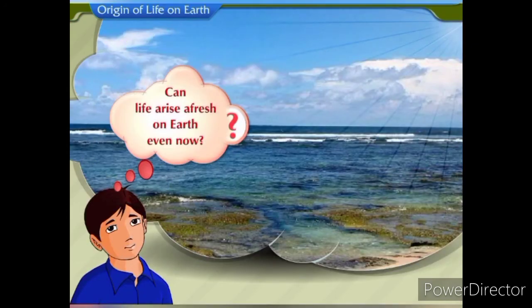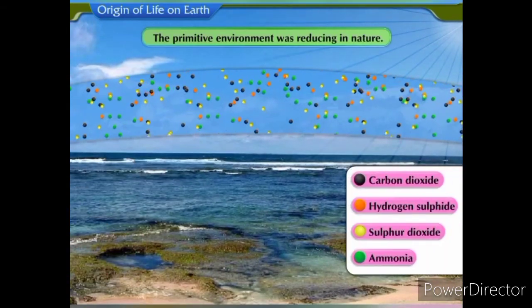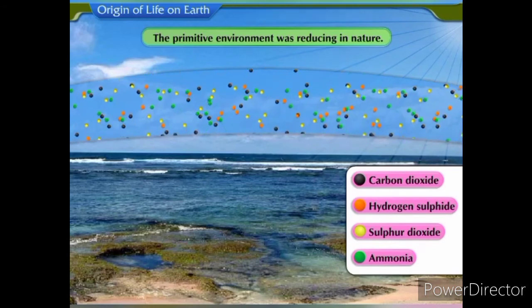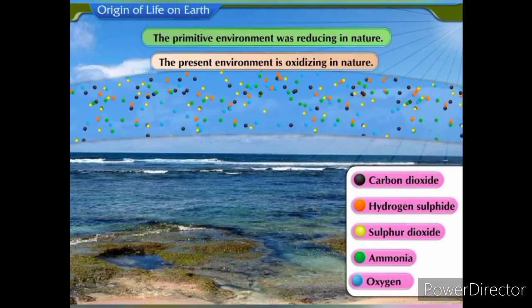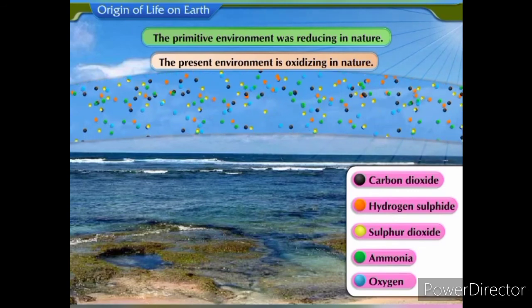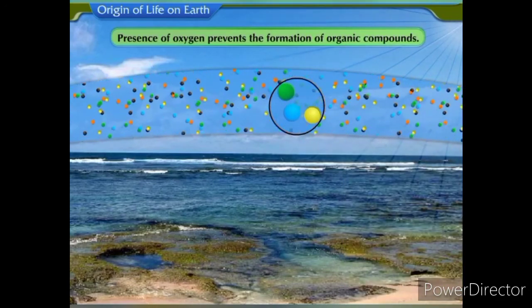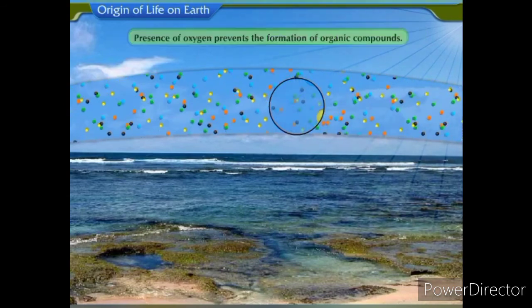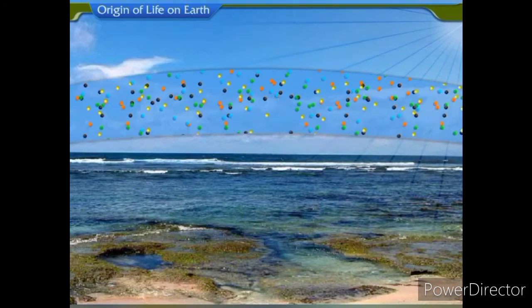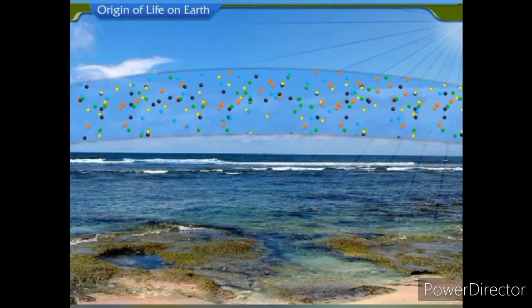But can life arise afresh on Earth even now? No. The primitive environment was reducing in nature, whereas the present environment contains oxygen, that is, it is oxidizing in nature. The presence of oxygen would prevent the formation of organic compounds. This enormous finding inspired a multitude of further experiments.